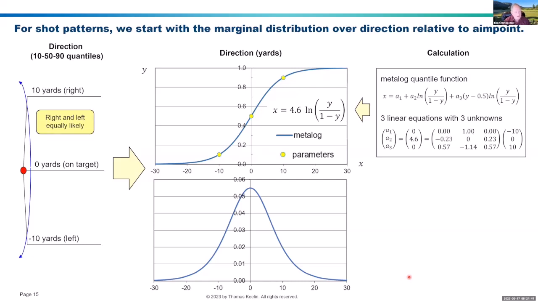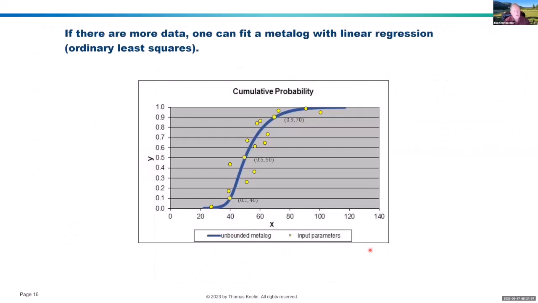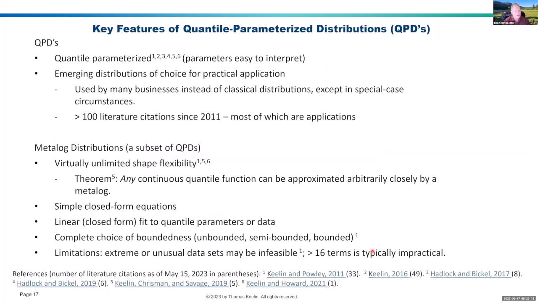But as far as I can tell, that's actually pretty reasonable for most good golfers, or for many good golfers. And if it turns out you're more expert, then you could shrink this range. This also could be skewed. It doesn't really matter. I'm just going to use this simple symmetrical example to get started. Also, with Metalogs and quantile-parameterized distributions more generally, according to the 2011 paper, if you have lots of data, then you can always fit a Metalog or a QPD to it with ordinary least squares. Again, that's a simple closed-form calculation.